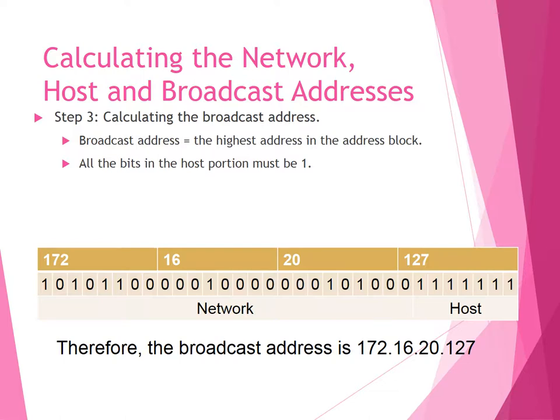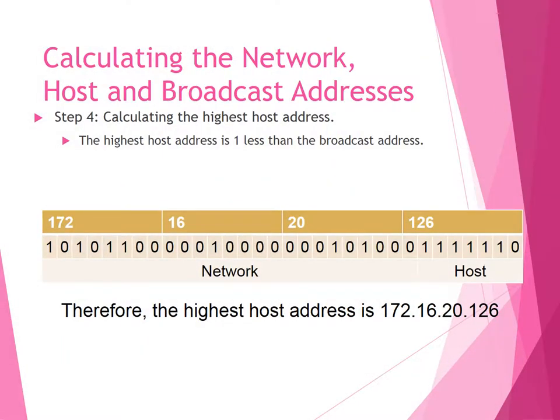Calculating network, host, and broadcast address. Step 3: Calculate the broadcast address. The broadcast address is equal to the highest address in the address block. All the bits in the host portion must be 1. Therefore, the broadcast address is 172.16.20.127.